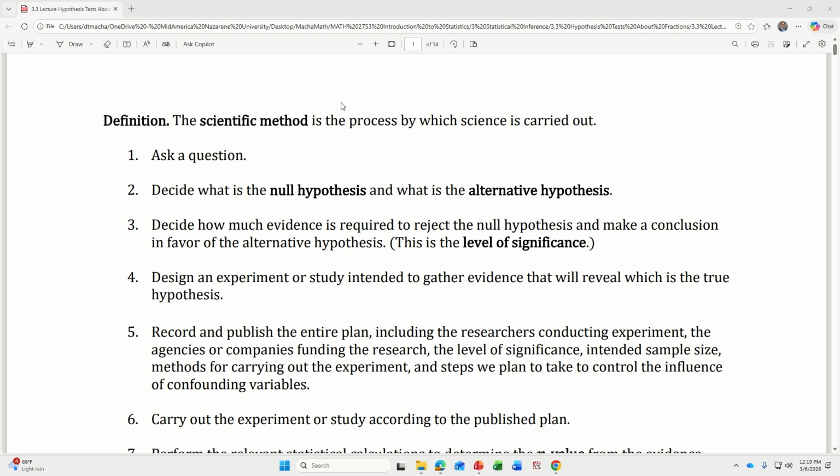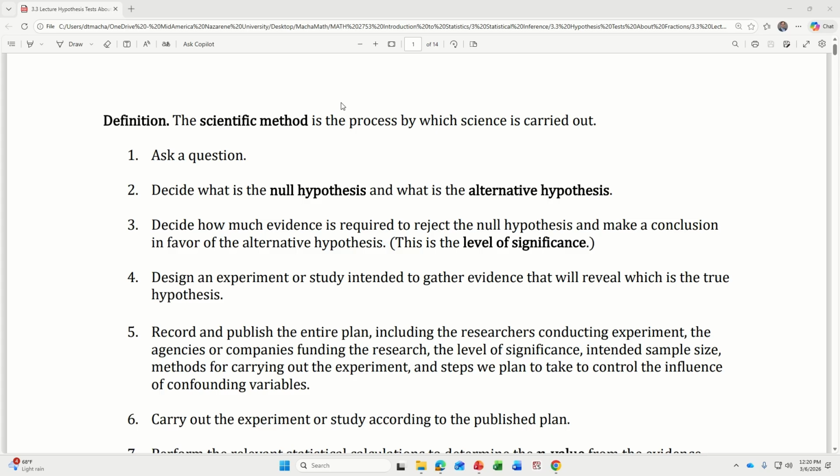Number two, you decide what your null hypothesis is and what your alternative hypothesis is. And typically, the alternative hypothesis is what we are trying to find evidence for, and the null hypothesis is the converse of that. So in my example about the cholesterol medicine, my alternative hypothesis is yes, this medicine is effective at reducing cholesterol, and the null hypothesis is no, this chemical does not reduce cholesterol, right? It's either one or the other. They're converse to each other.